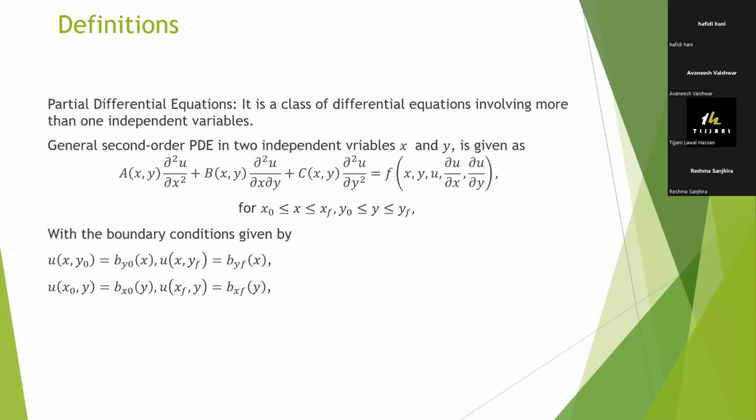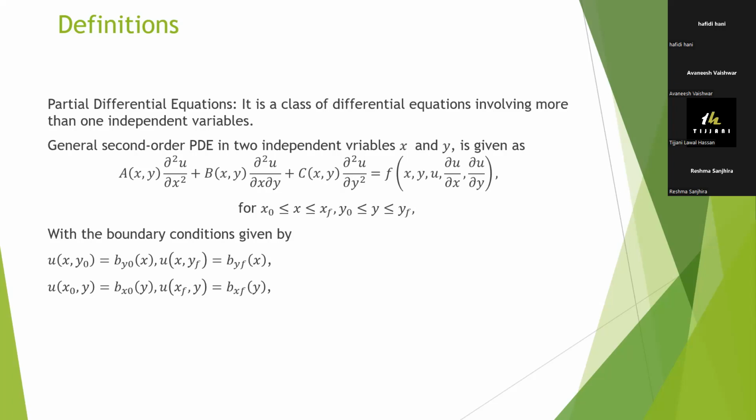C(x,y) ∂²u/∂y². F is a function of x, y, u, ∂u/∂x, ∂u/∂y. We are considering only linear partial differential equations. So x lies in the domain range x0 to xf. This is notation: x0 means the initial point and xf means the boundary point. And y lies between y0 and yf. y0 is the initial point along the y-axis and yf is the boundary point along the y-axis.